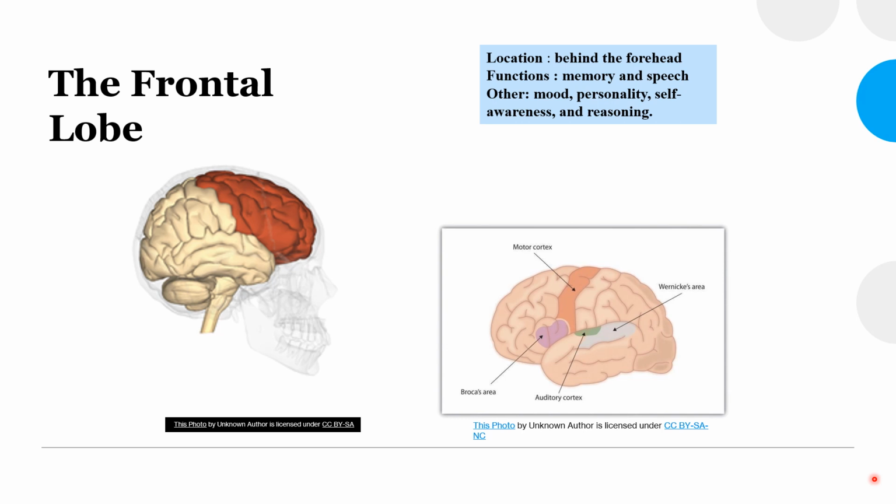to speak or talk. The other underlying functions, such as mood swings, personality, self-awareness, and social and moral reasonings, are some other functions of the frontal lobe. Another interesting fact about the frontal lobe is that out of all the lobes, this lobe is more subject to injury in traumatic brain injuries.